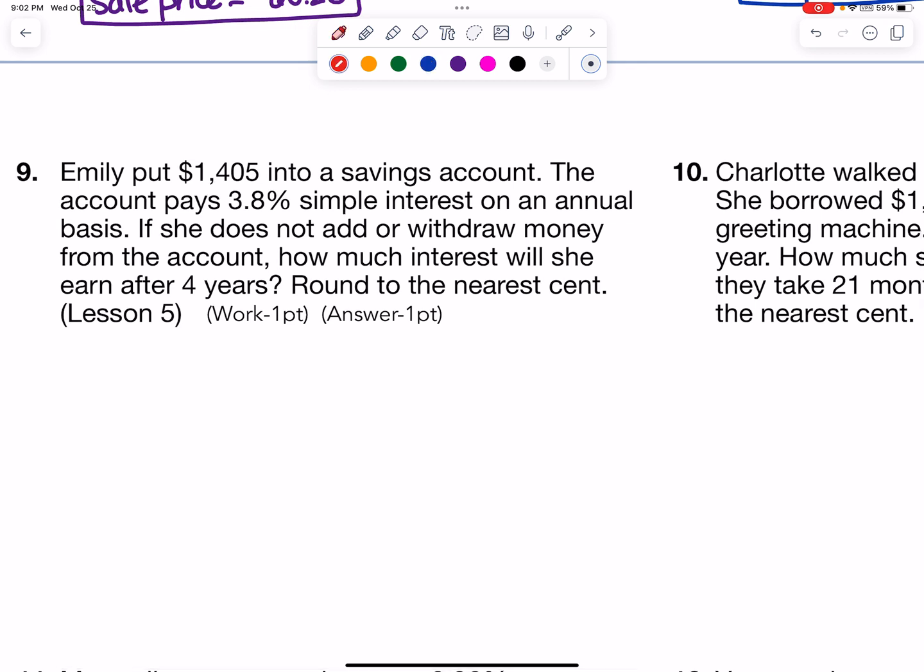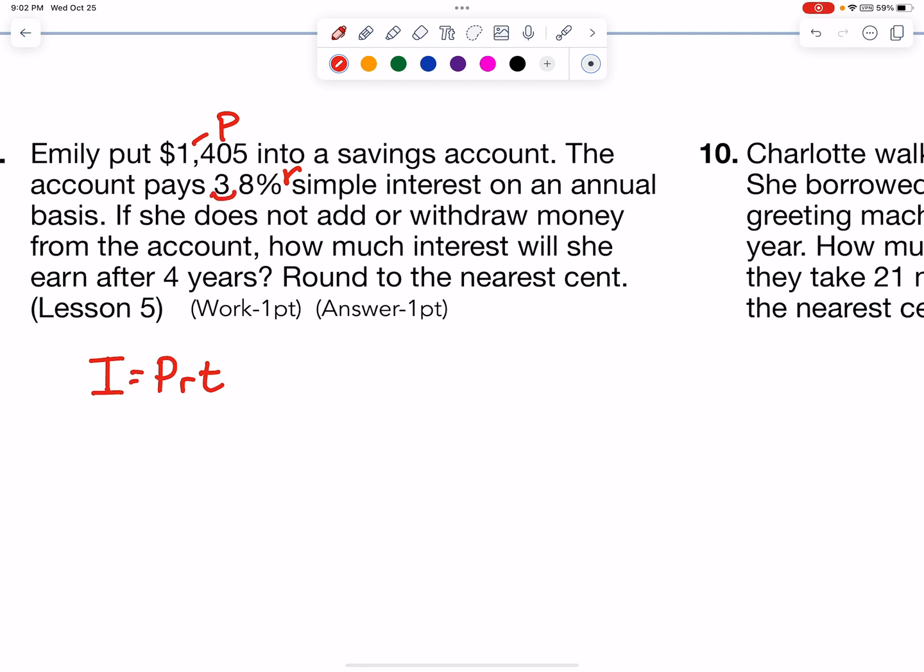Emily put $1,405 into a savings account. The account pays simple interest. So I know we're talking about interest, so we already know we're doing I equals PRT. Let's go ahead and label some things. So here's my OG principal. Here's my interest rate, but we know we don't use the percentage. We change it to a decimal, 2 swoops to the left.